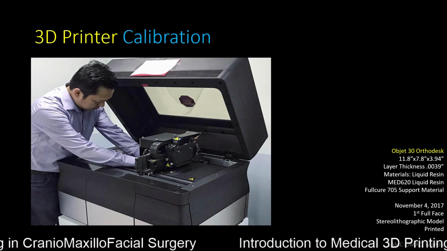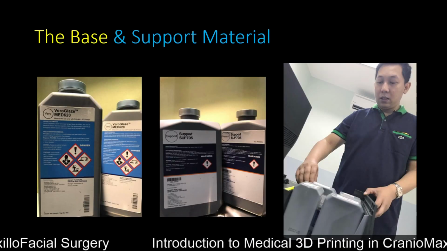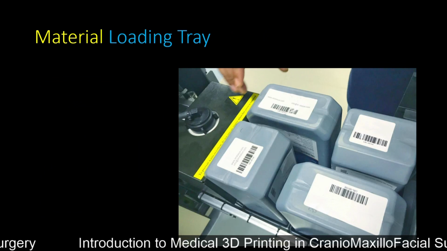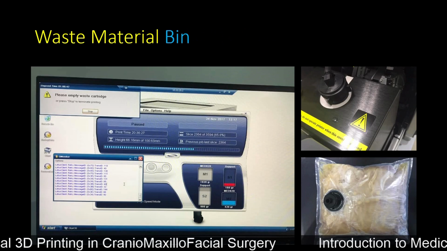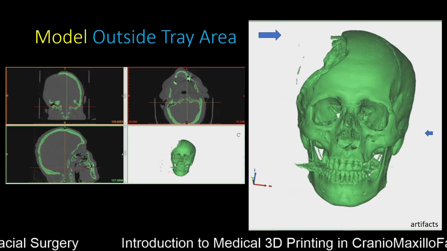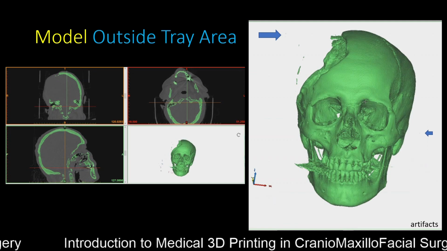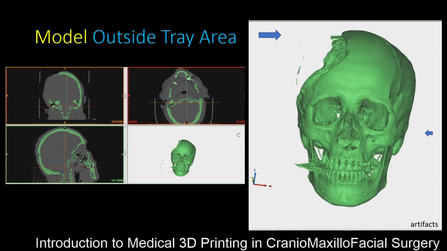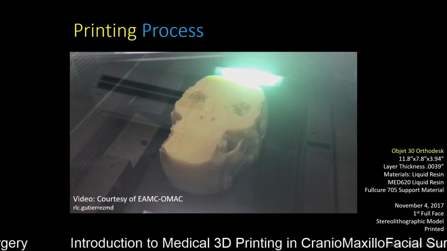First, you need to calibrate your 3D printer. You need to load the base and support materials in your material loading tray. Check the print material model platform and always empty your waste material bin. Sometimes your printer will not proceed to print your model because it detects that the model is outside the tray area, and usually these are due to artifacts. When everything else is ready, you may now proceed to your printing.